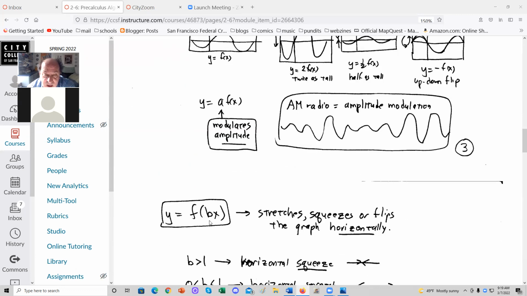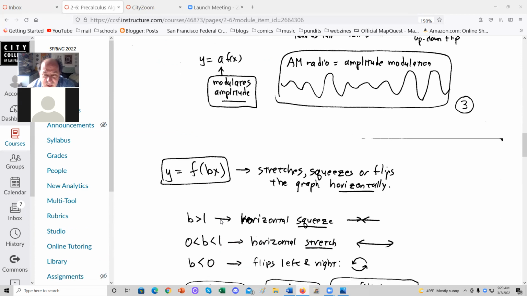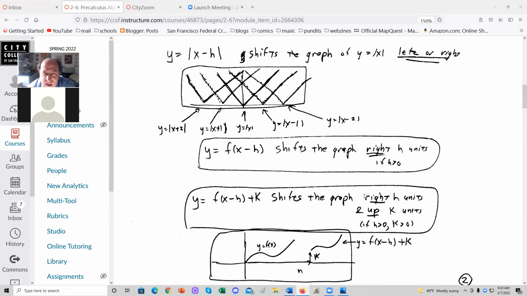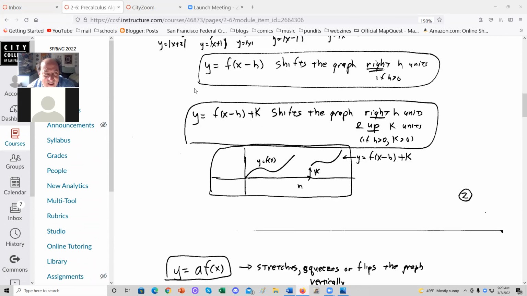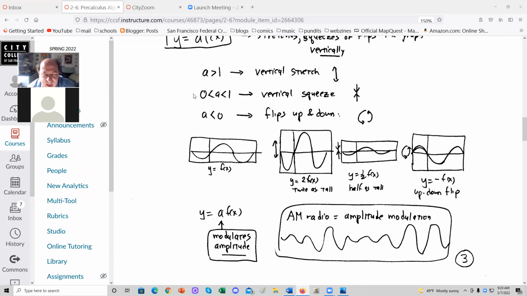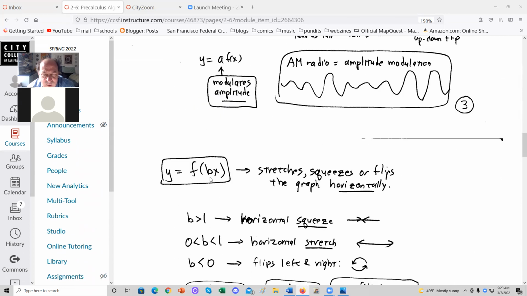Now let's start multiplying inside the function, f of the quantity b times x. This will affect the graph horizontally, and just like adding and subtracting inside the function, it moves the graph right or left, sort of opposite to the sign. Here, f of bx will stretch or squeeze the function opposite from the magnitude of b.